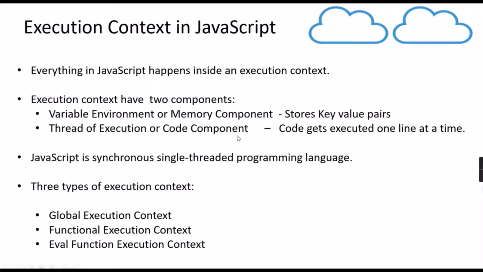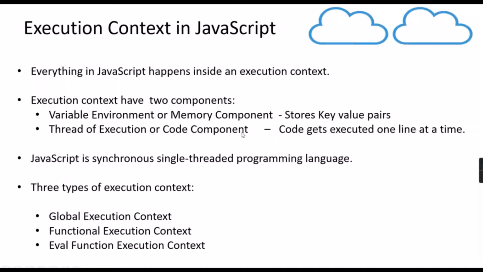Then we have the code component. Inside the code component, JavaScript code gets executed one line at a time. JavaScript is a single threaded synchronous programming language. That means JavaScript code gets executed one line at a time, and the second line will be executed only after the first line execution has finished.